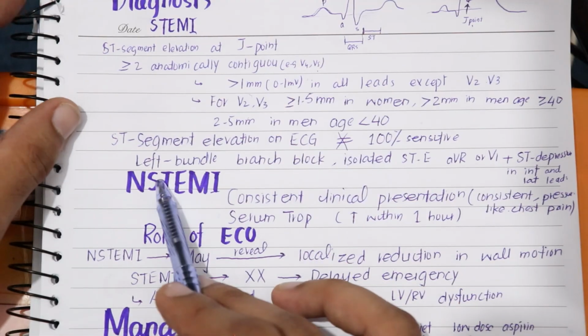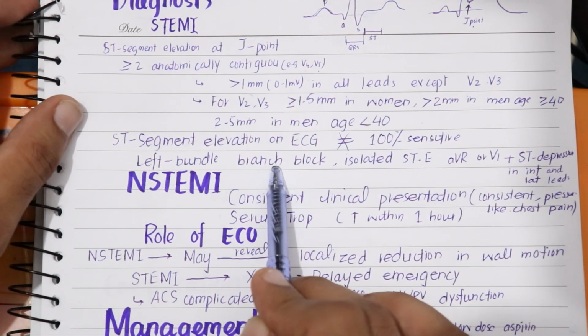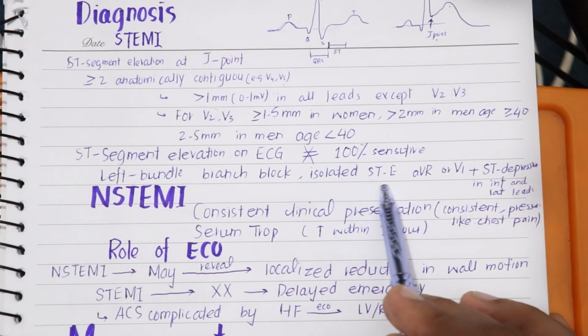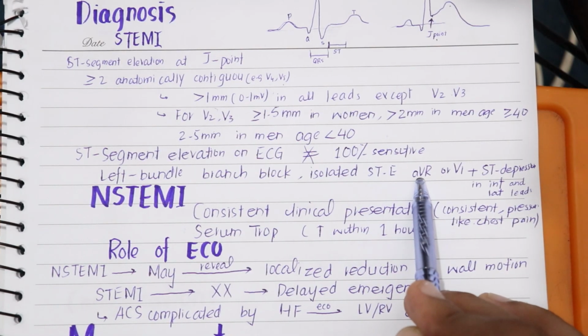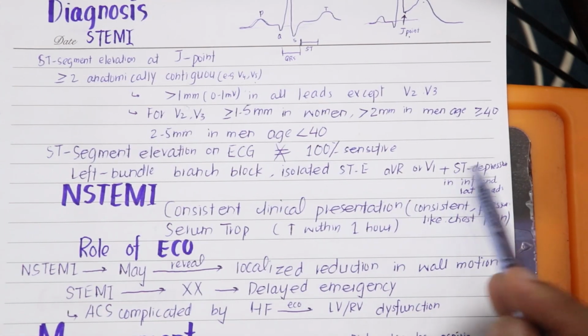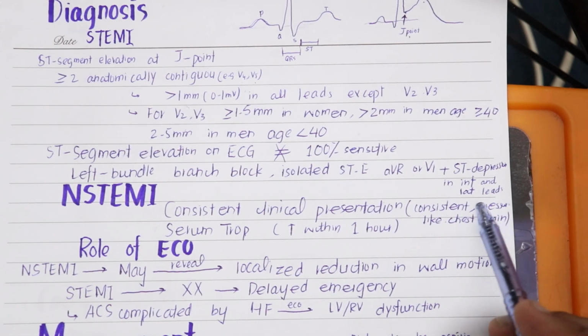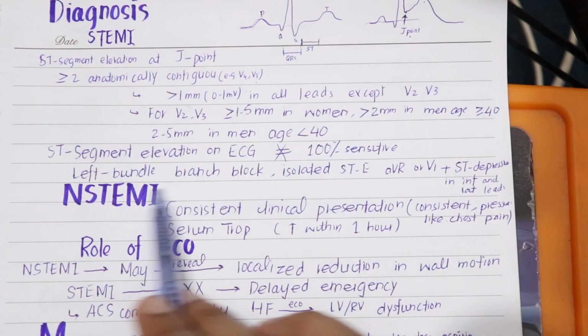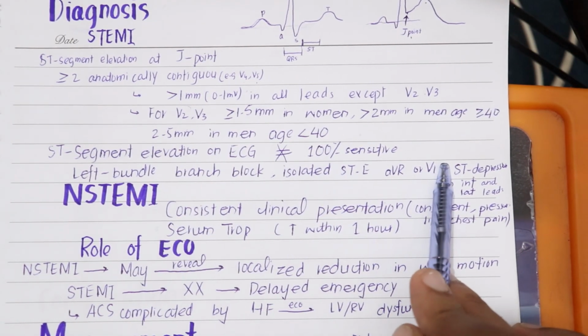So the left bundle branch may be blocked on ECG, or isolated ST segment elevation of aVR could happen, or in the V1 lead, okay, plus there would be ST depression in inferior and lateral leads. You can't remember all this, you just remember what is written, right?